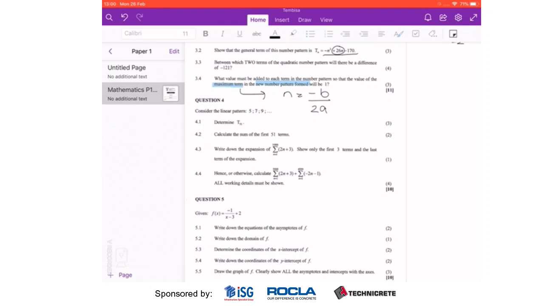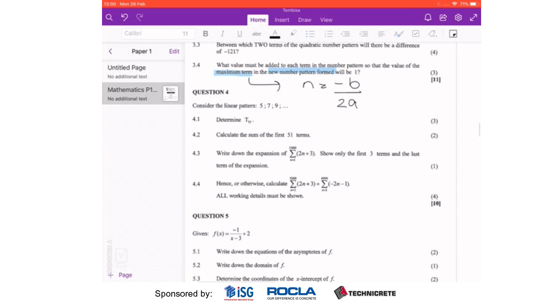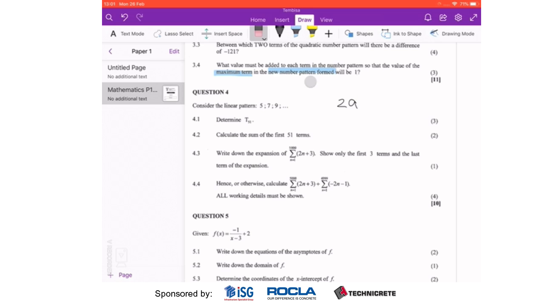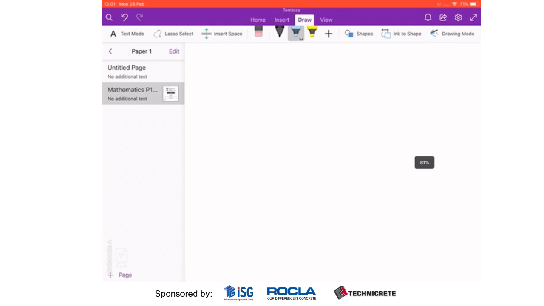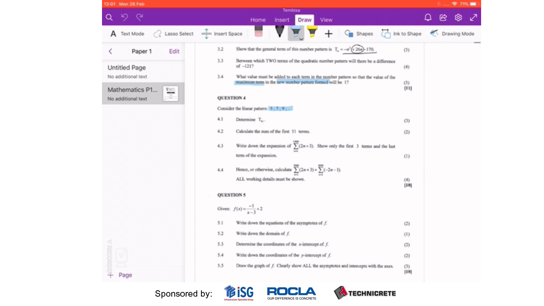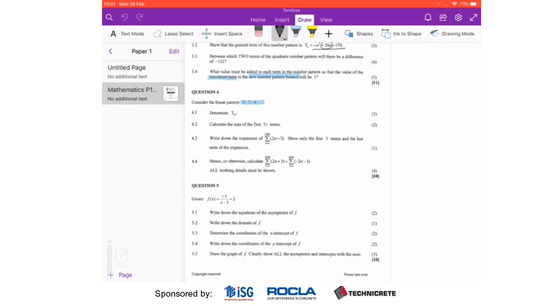Today we will be looking at November 2021 question 4, where we are looking at a linear pattern sequence. Okay, so erase what's here. It says, consider the linear pattern 5, 7, 9. Everyone loves working with the linear pattern because it's the easiest to work with. Let's write out our linear pattern 5, 7, 9. We always find the difference between each, which is 2.